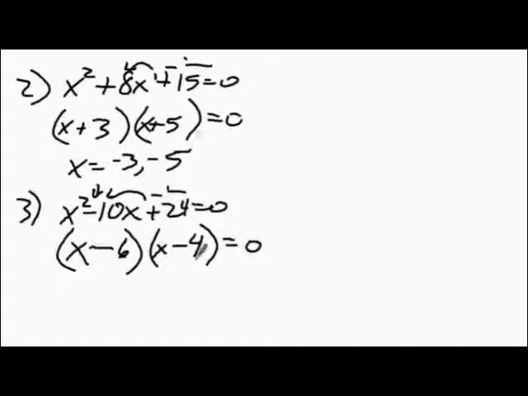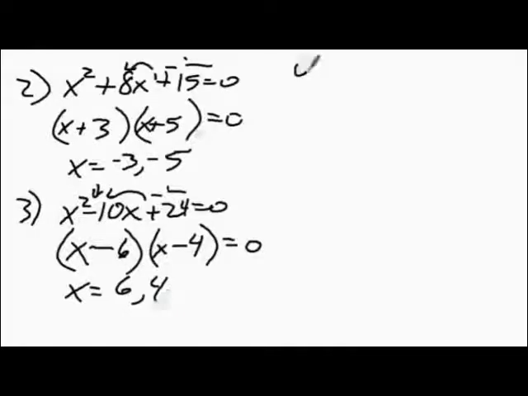So let's solve it now. What's the opposite of negative 6? Positive 6. The opposite of negative 4 is positive 4. So those are your solutions to this quadratic equation. Let's try one more just to make sure you got it.